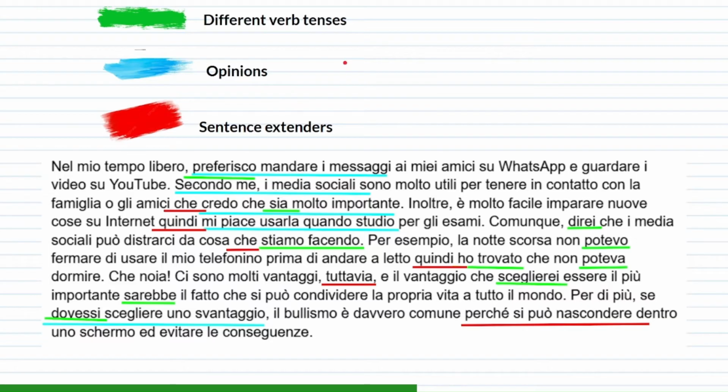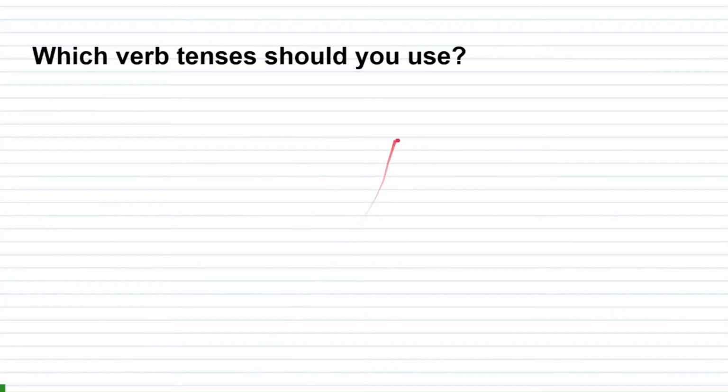Next, I've made sure to use lots of opinions, making sure that the reasoning isn't always just because it is plus an adjective, giving examples and past experiences to provide more content which works together with sentence extenders such as tuttavia or quindi to tie together simple sentences into complex ones. So what tenses will you actually be expected to know?